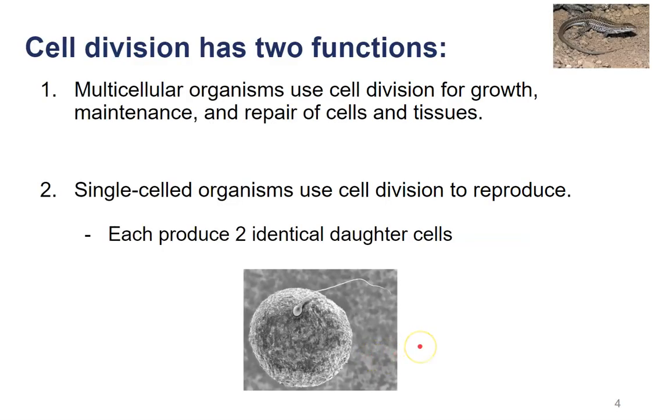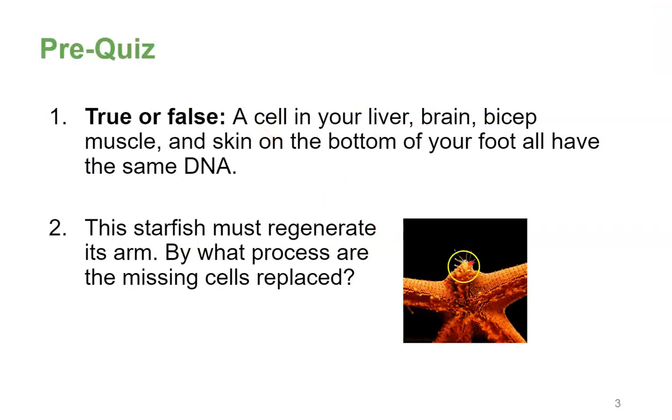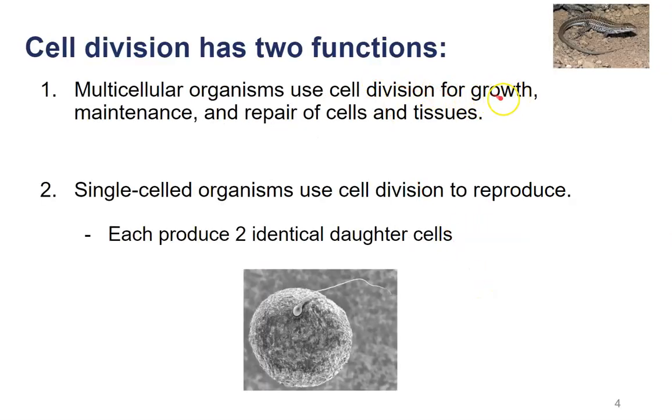Same thing happens when you get a scar or a wound and your body starts to replace the missing skin and you end up with a scar. Okay, so cell division has two functions. Multicellular organisms use cell division for growth, for maintenance, and for repair. So we just talked about how multicellular starfish can repair their arm by cell division. They can also grow, and then maintain. So if there's a cell that's maybe acting finicky, the body's going to get rid of it and then just replace it with cell division.